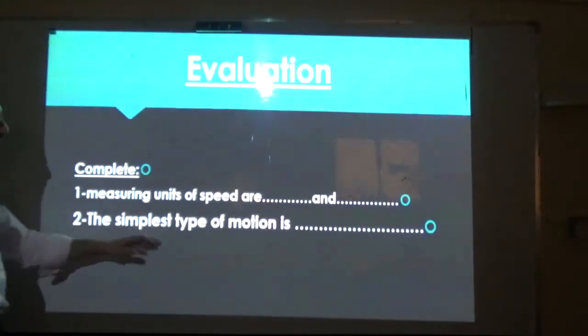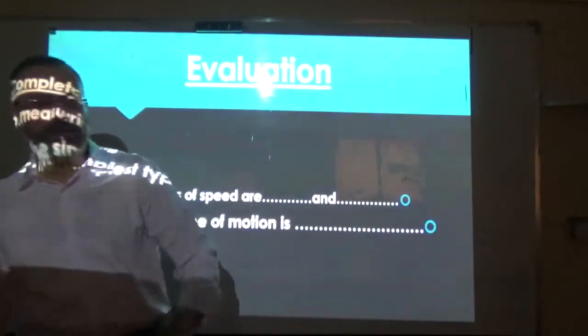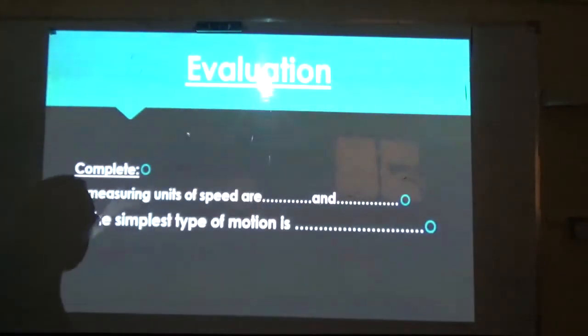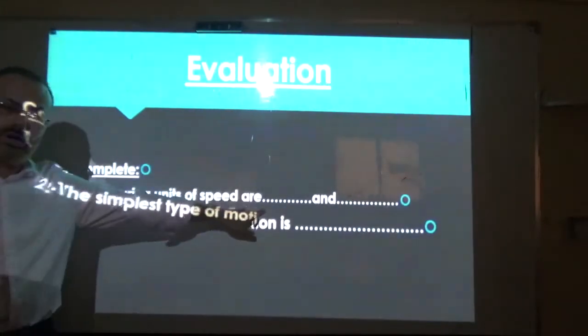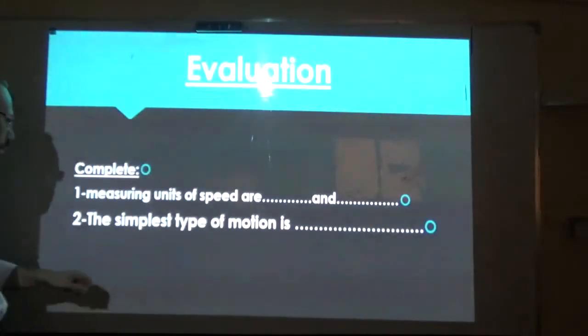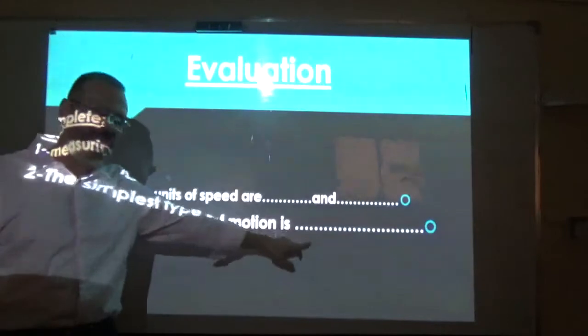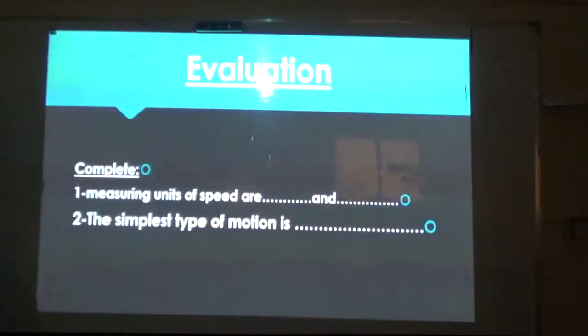Number 2, the simplest type of motion is space. Try to answer. So the measuring units of speed are meter per second or kilometer per hour. The simplest type of motion is motion in one direction.